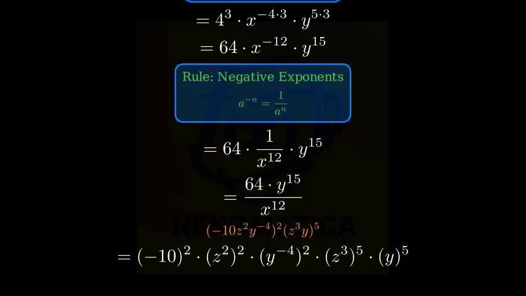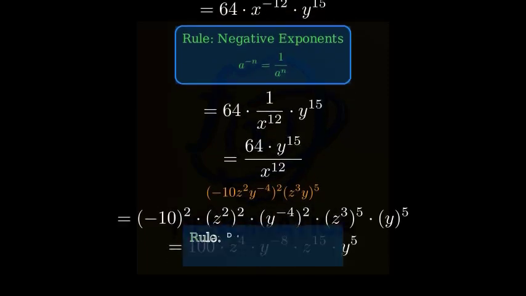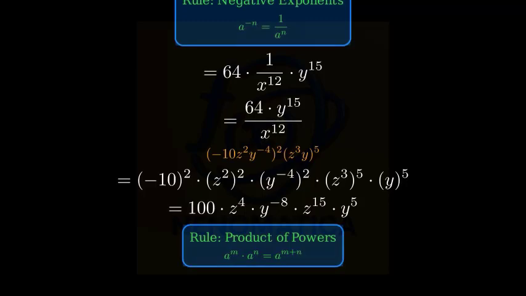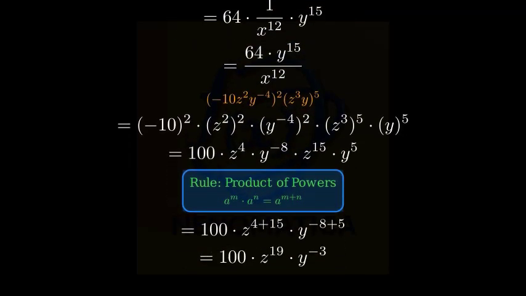For the second group, z cubed to the 5th power is z to the 15th power, and y to the 5th power is y to the 5th power. Now, we'll use the rule for combining like terms with exponents. When multiplying powers with the same base, we add the exponents. Let's combine the like terms. For the z terms, we add the exponents: z to the 4 plus 15, which gives us z to the 19th power. For the y terms, we add the exponents: y to the -8 plus 5, which gives us y to the -3rd power.